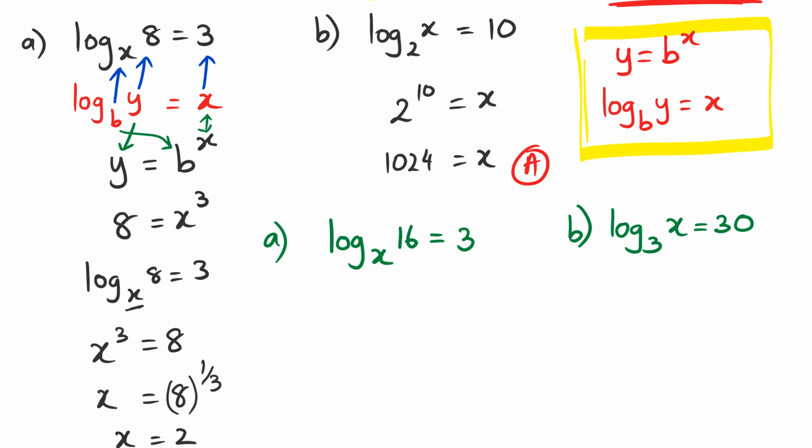At the moment, what we've got here is rewriting these questions. I'm going to have x to the power of 3 equals 16. That's step 1. Step 2 is, if I want to find x by itself, then it's going to be x equals 16 to the power of 1/3.